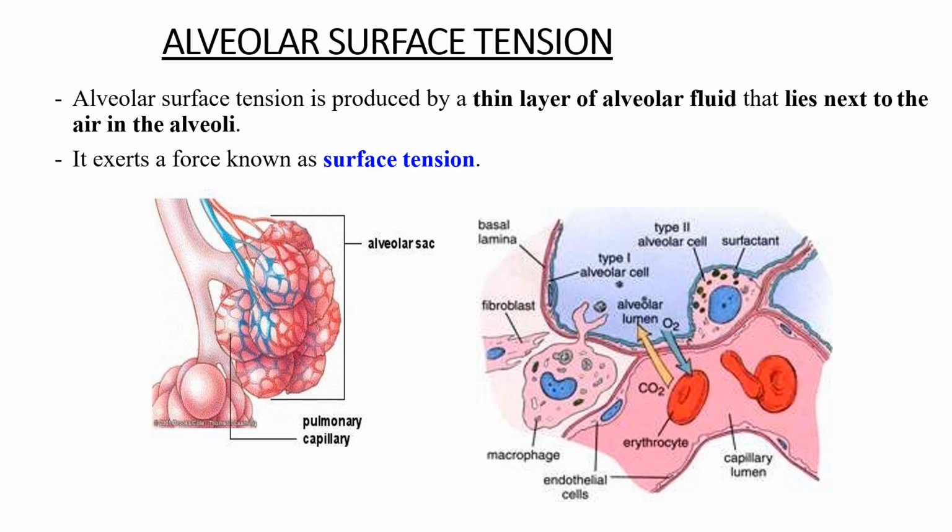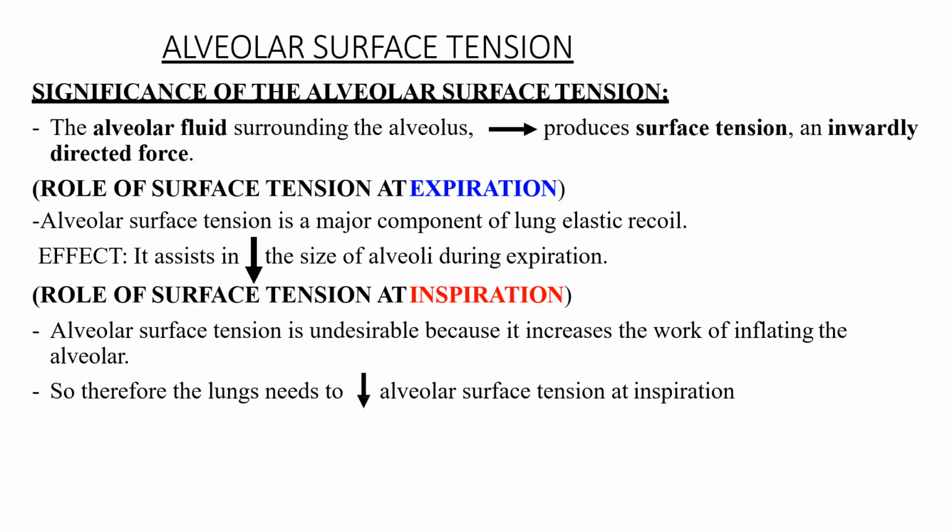So alveolar surface tension is produced by a thin layer of alveolar fluid that lies next to the air in the alveoli. So in the alveoli, next to the air, lies a thin layer of alveolar fluid. It exerts a force known as surface tension. What is its significance? The alveolar fluid surrounding the alveolus produces surface tension, which is an inwardly directed force.